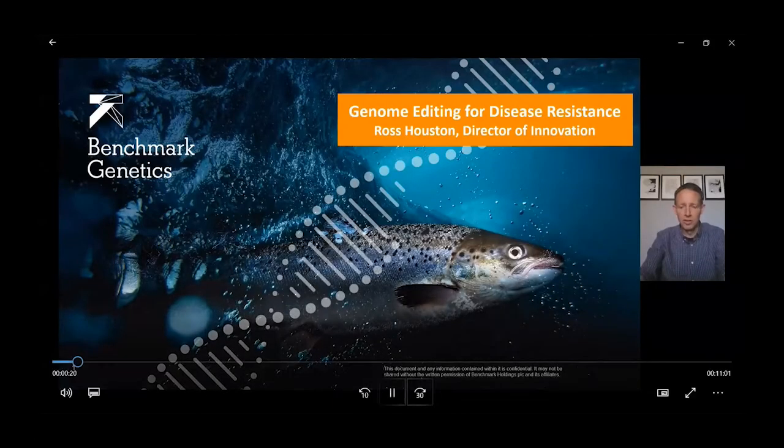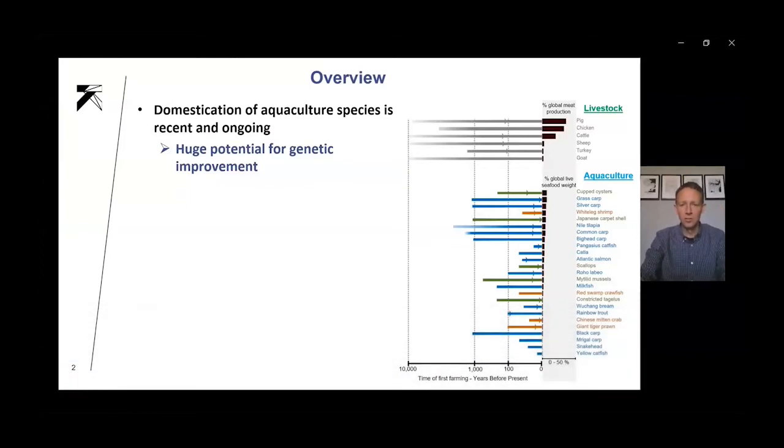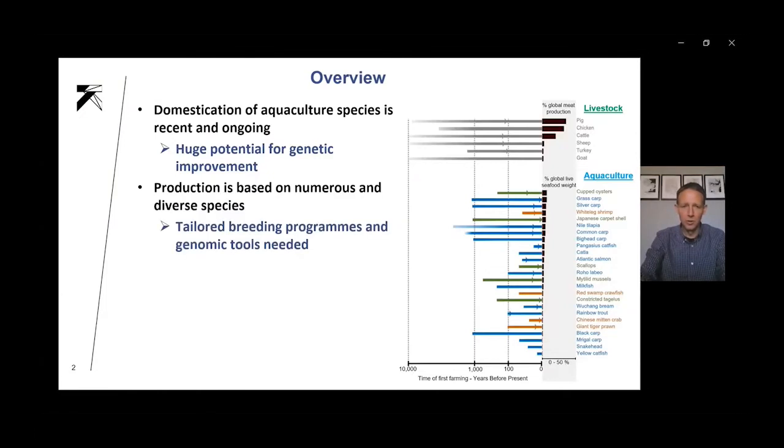What I'm going to talk about is from my previous role, which was at the University of Edinburgh. Just to give a bit of context and background, domestication of aquaculture species is recent, it's ongoing, it's occurring fast, and there is huge potential for genetic improvement. You can see from the figure on the right, both the recent domestication in terms of first farming of species and the arrow denoting first breeding programs, and also if you look at the grey bar, the scale of the number of species that are required to produce a large proportion of aquaculture production compared to terrestrial livestock.